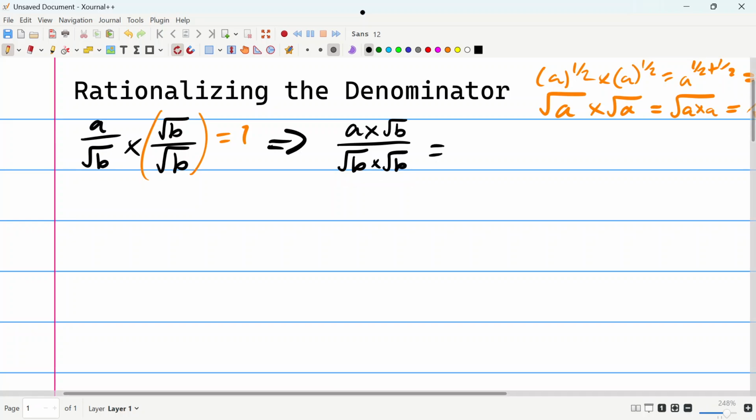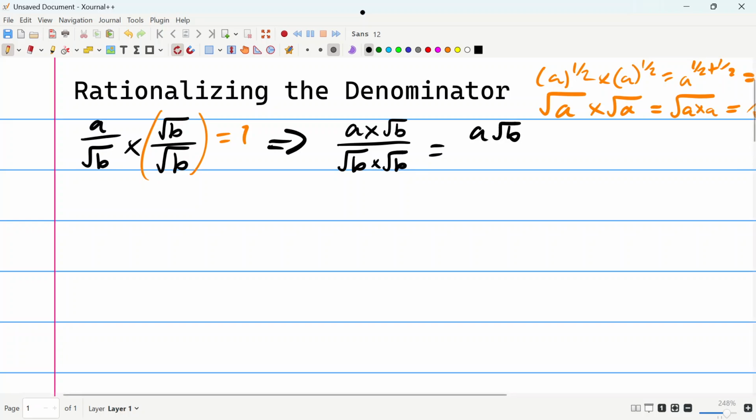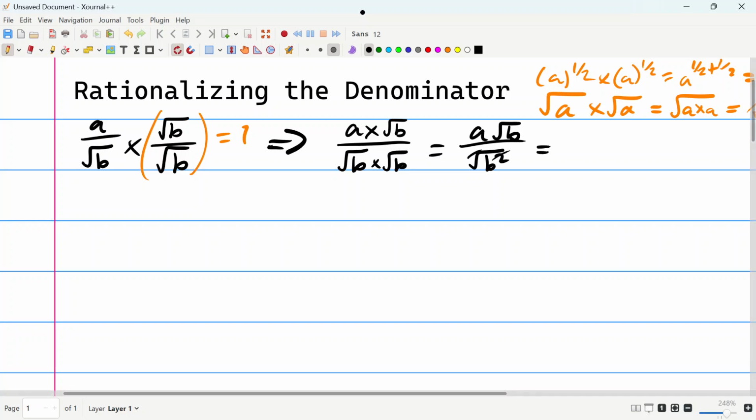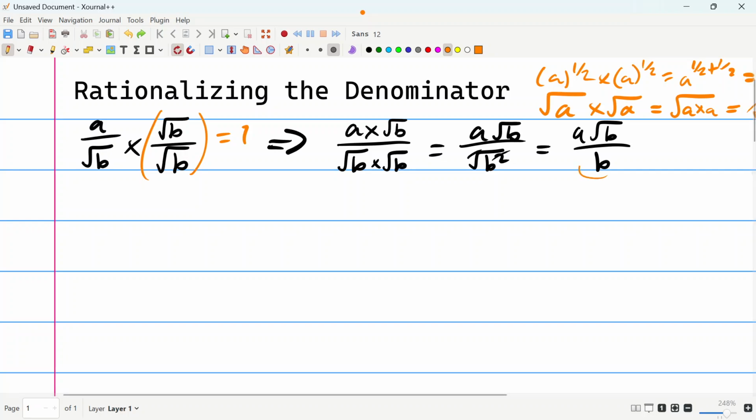Okay, so notice what happens over here. We're going to have a square root b because they're multiplying. And then square root b times square root b is just going to be the square root of b squared, where the squares will cancel. And then we're just going to have a root b over b. And notice what we've just done. We got rid of the square root. Here was a square root, but here there's no square root. And we don't care about the numerator, just as long as we don't have a square root in the denominator. So that's the whole point of rationalizing the denominator.